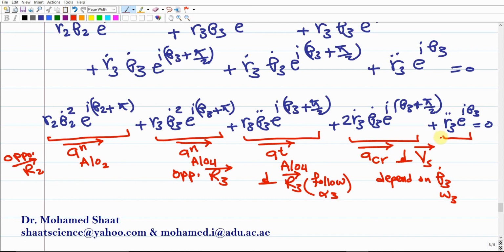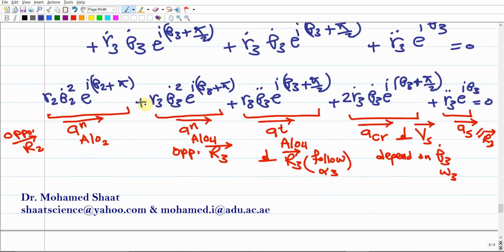How about this component? This component is r double dot, so it should be linear acceleration. Intuitively, this is going to be the sliding acceleration. Which acceleration? This is the sliding acceleration of the link inside the slider. So this should be like the A sliding, where S stands for sliding acceleration. And again, it is parallel to the R3 vector. What does it mean? This indicates that it would be in the same direction or opposite direction to the R3, depending on the acceleration analysis that we are going to do. Make sense?